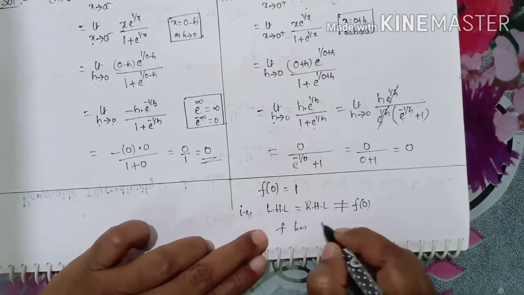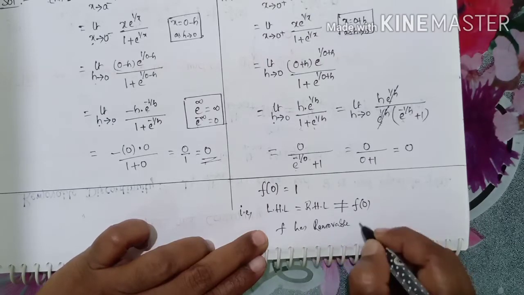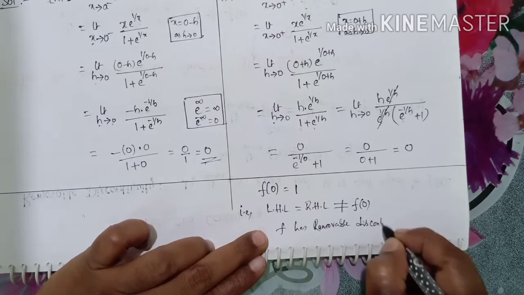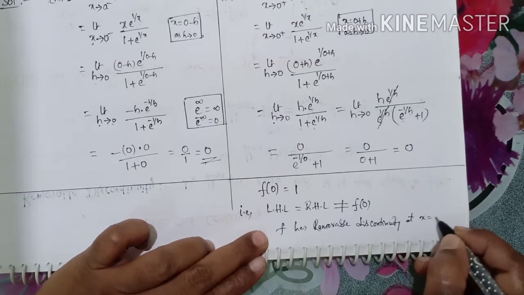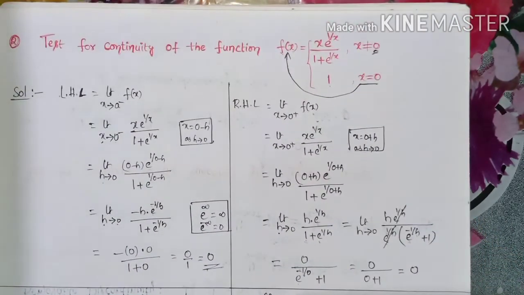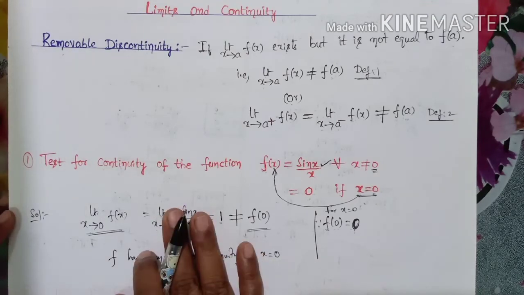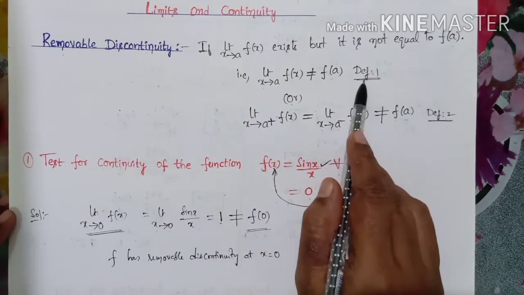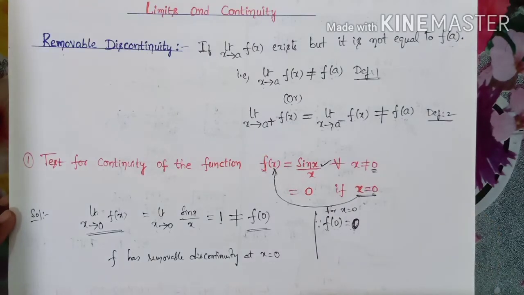f has removable discontinuity at x is equal to 0. So in both the definitions we have seen one example. In the first example we have seen definition 1 and in the second example we have seen definition 2. Hope you understood about removable discontinuity.